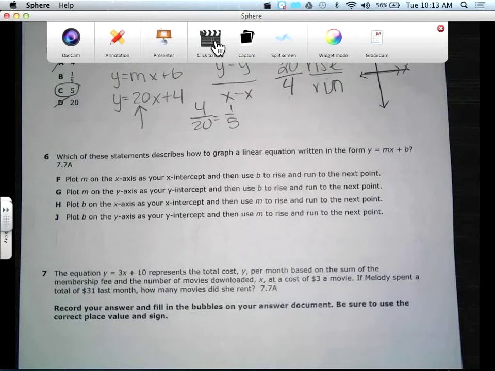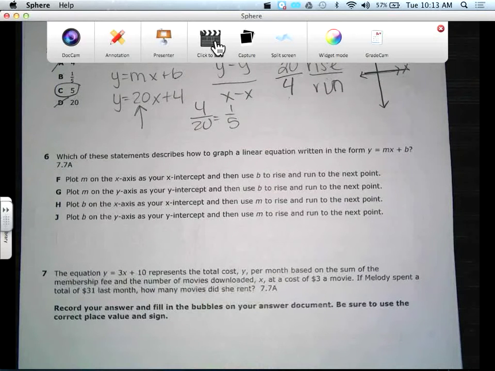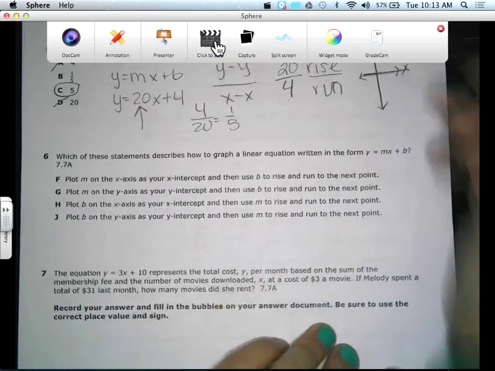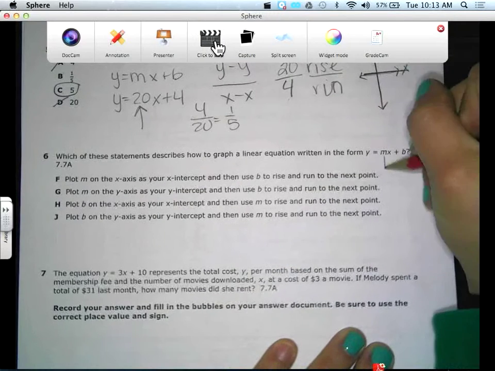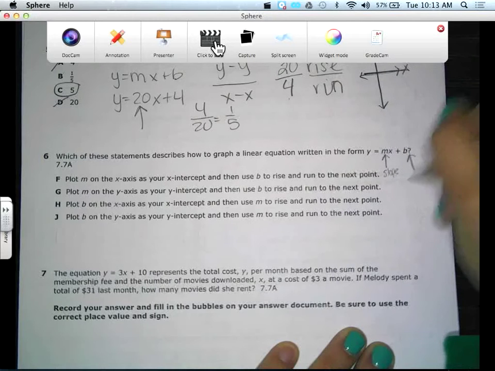Which of these statements describes how to graph a linear equation written in the form y equals mx plus b? These are some crazy answers. So the first thing I want to think about is what these letters or variables represent. I know that m represents the slope and b represents the y-intercept.